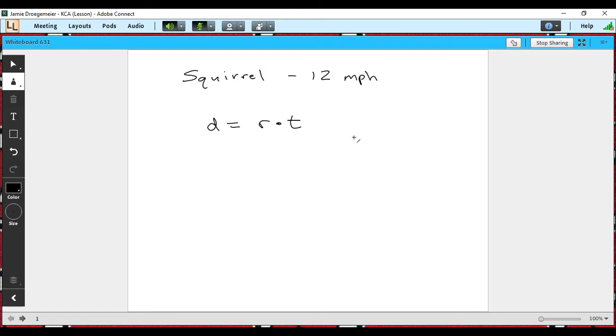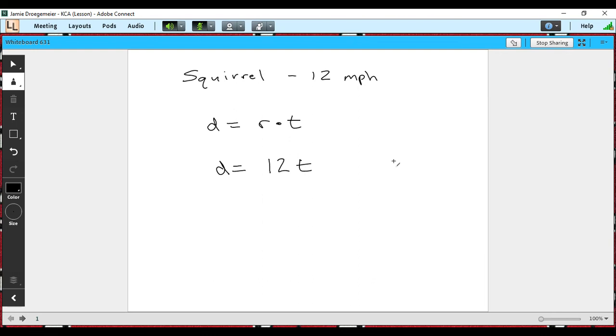In my example here, I am saying that a squirrel can run 12 miles per hour. So the distance would be equal to the rate, which here is 12. 12 miles per hour is a rate, times the time. So if I take the time in hours times 12, that's going to tell me the distance.